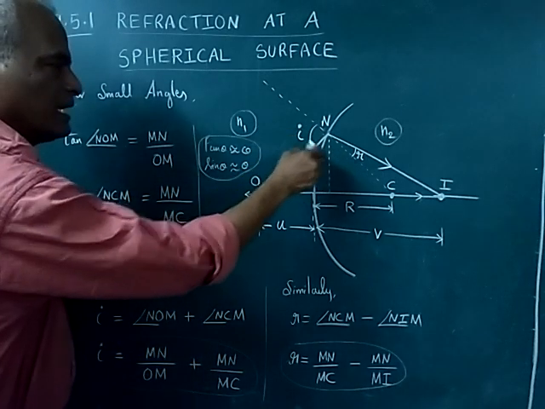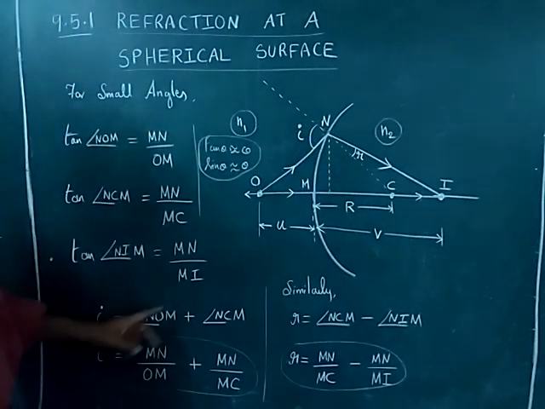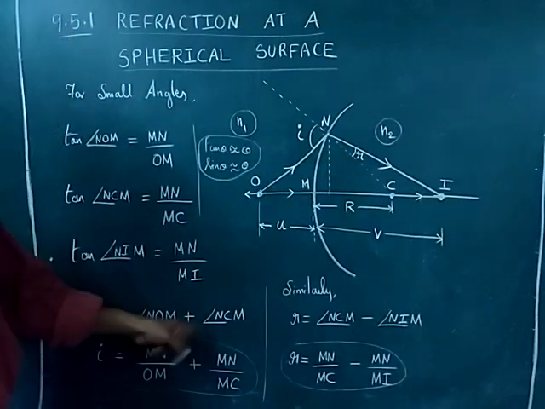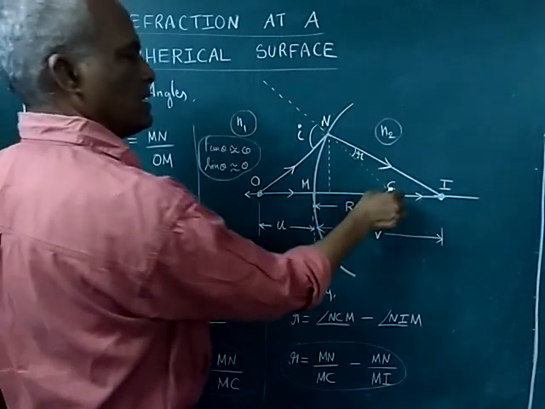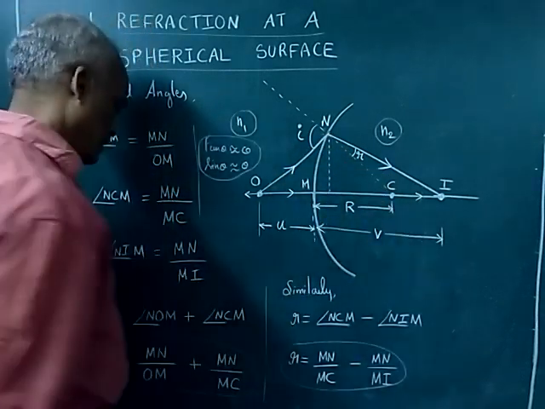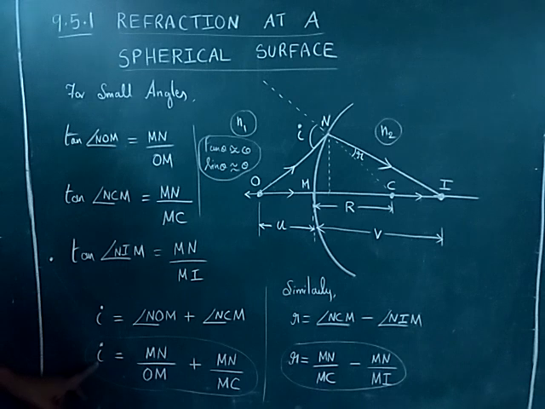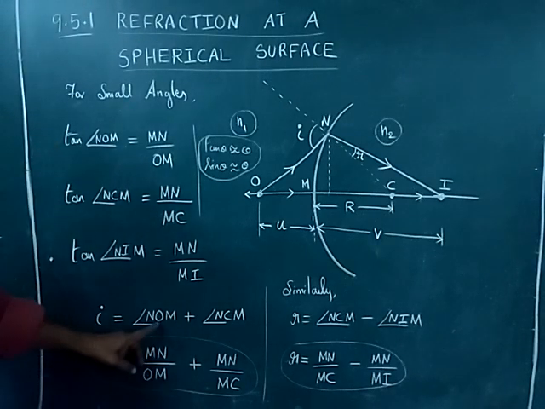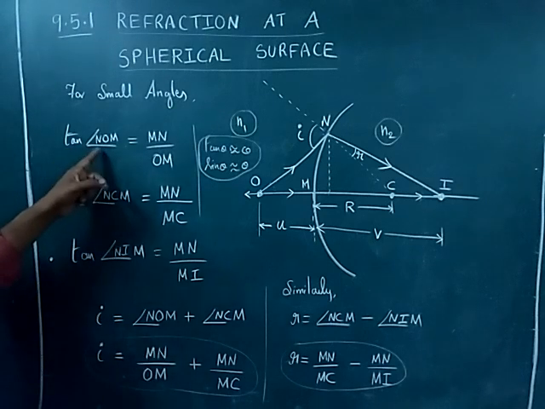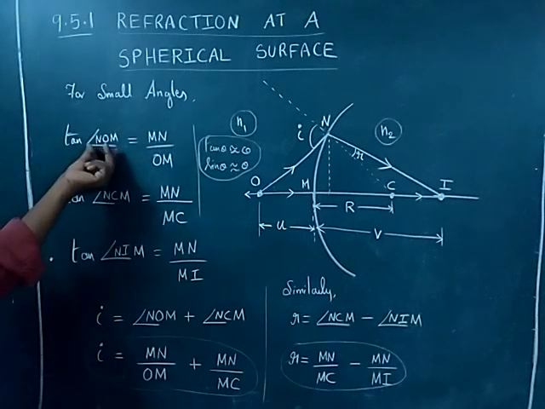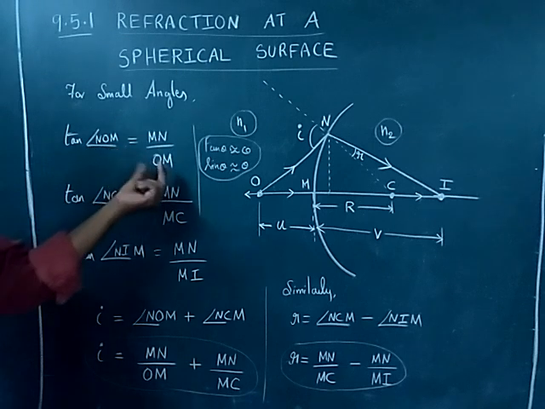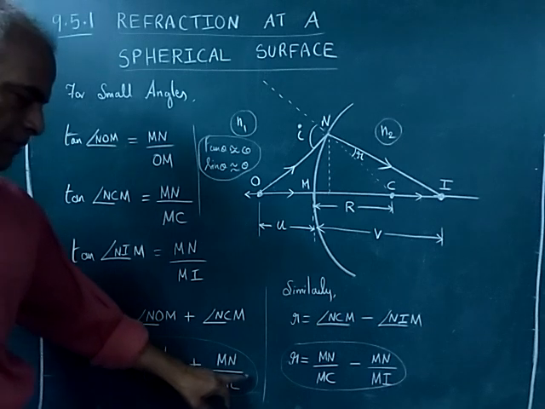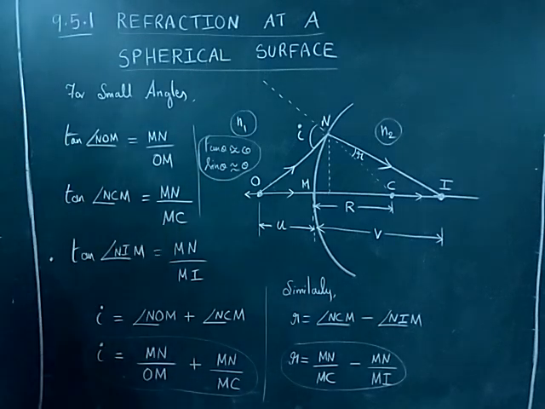So this angle I can be written as angle NOM, that means this angle, plus angle NCM, that means we are considering this angle. Okay, right. Now I is equal to what? I is equal to angle NOM. We know that tan theta is approximately equal to theta. Therefore NOM can be written as MN by OM. Similarly for NCM, we can write MN divided by MC.